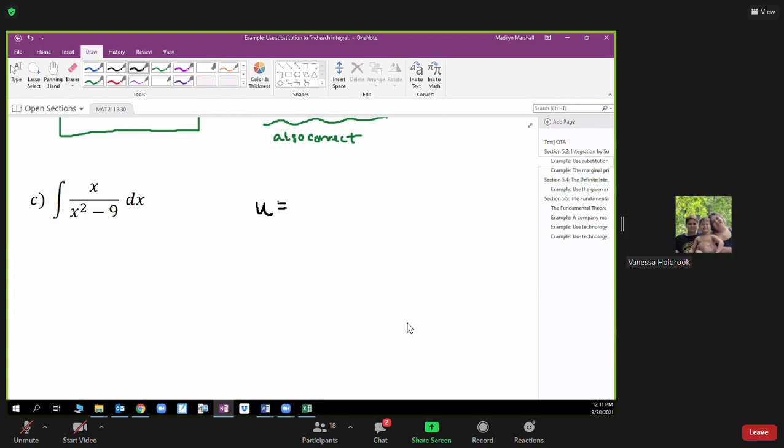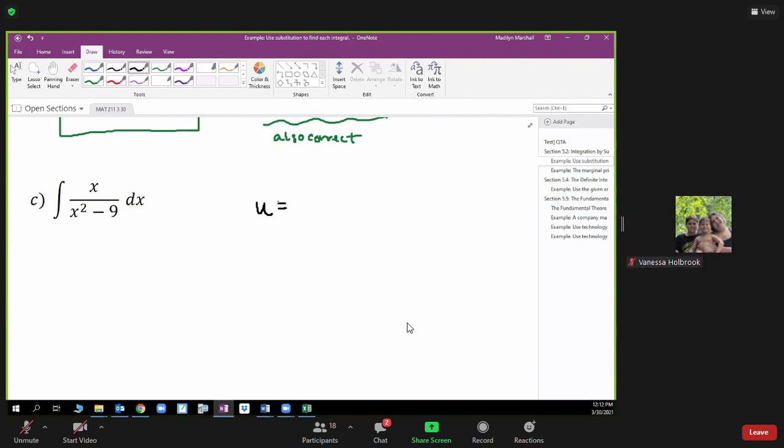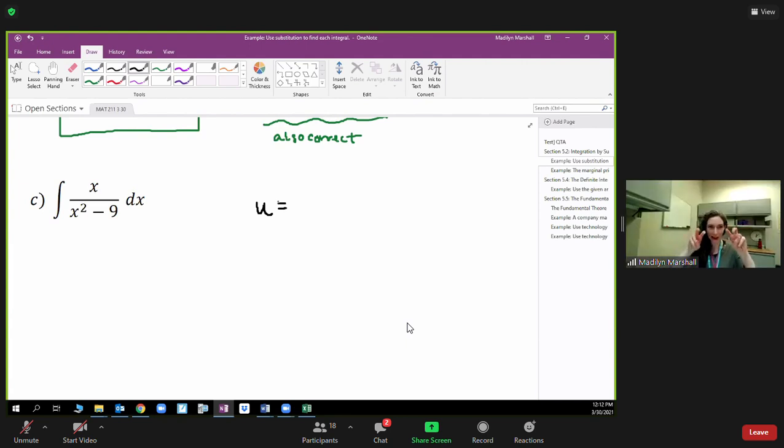x squared minus 9? Exactly, x squared minus 9. These ones can be a little tricky to see the interior part right away. But the clue is that when we're looking for u, its derivative should also be there, or at least a version of its derivative. So that little x on top is 1 degree less than x squared, which is indicating that that is a derivative situation.